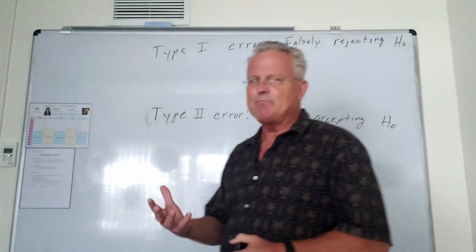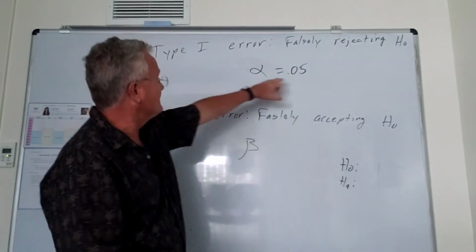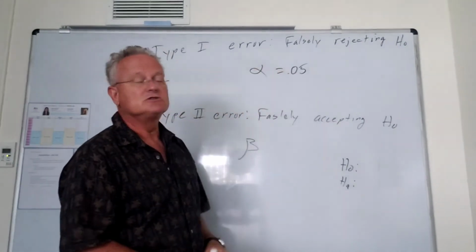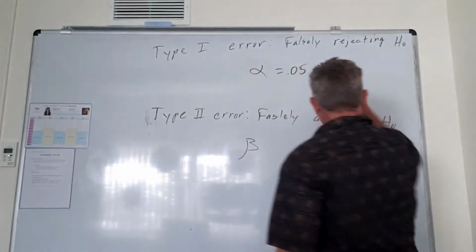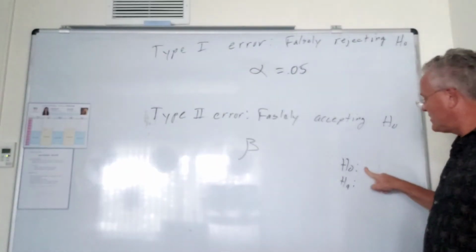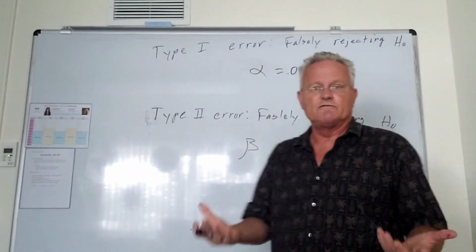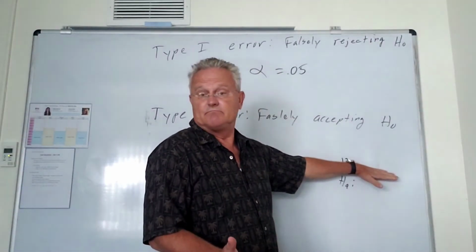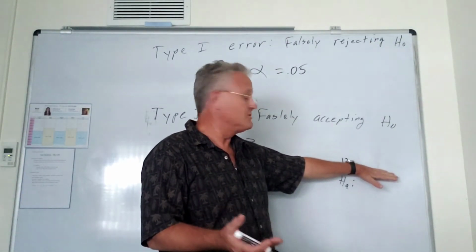All right, and that can happen. Alpha, that's the 5% level. This is what we're really concerned with. We do not want to falsely reject this. All right, so think of it like the court of law. The null hypothesis: you're either guilty or not guilty.